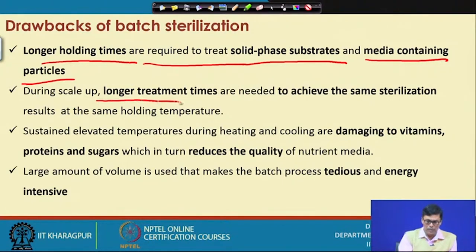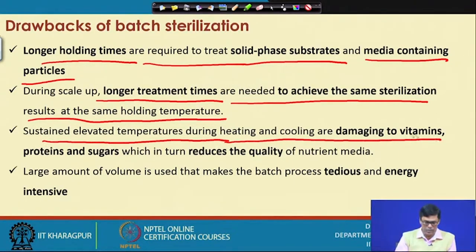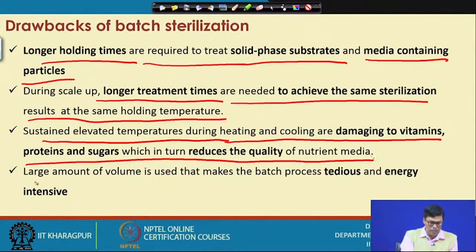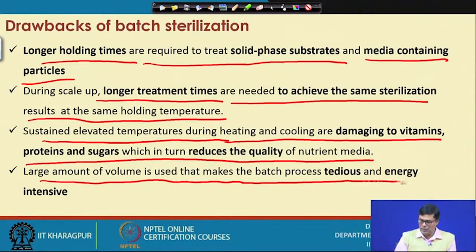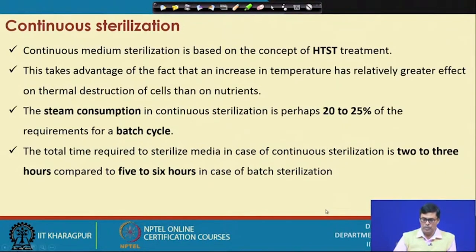During the scale up, longer treatment times are added to achieve the same sterilization, as I mentioned, at the same holding temperature. Sustaining the elevated temperature during heating and cooling damages the vitamins, proteins and sugars, which reduces the quality of the nutrients, and the large volume used makes the batch process tedious and energy intensive. So these are a couple of reasons why batch sterilization processes are not followed in the industry.